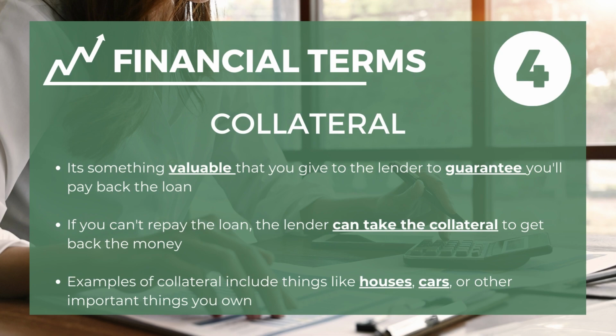The fourth term is collateral. Collateral is something valuable that you give to the lender to guarantee you'll pay back the loan. If you can't repay the loan, the lender can take the collateral to get back the money. Examples of collateral include things like houses, cars, or other important things you own. Knowing about collateral is crucial, particularly when dealing with loans that need you to offer something valuable.